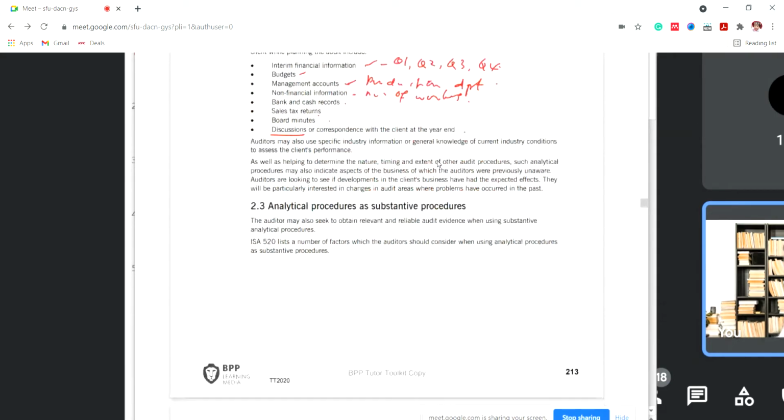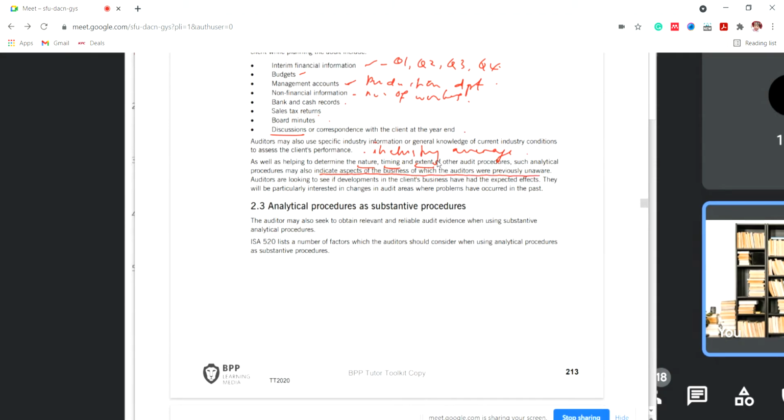Okay. Auditor must use specific industry information or general knowledge of the current industry condition. So you, as I said, you can compare with the industry average. Okay, industry average. And as a result, you able to determine nature, timing and extent of audit procedure. Because after you use all this information to perform the analytical procedures, it might be able for you to indicate aspect of the business of which the auditor were previously unaware.